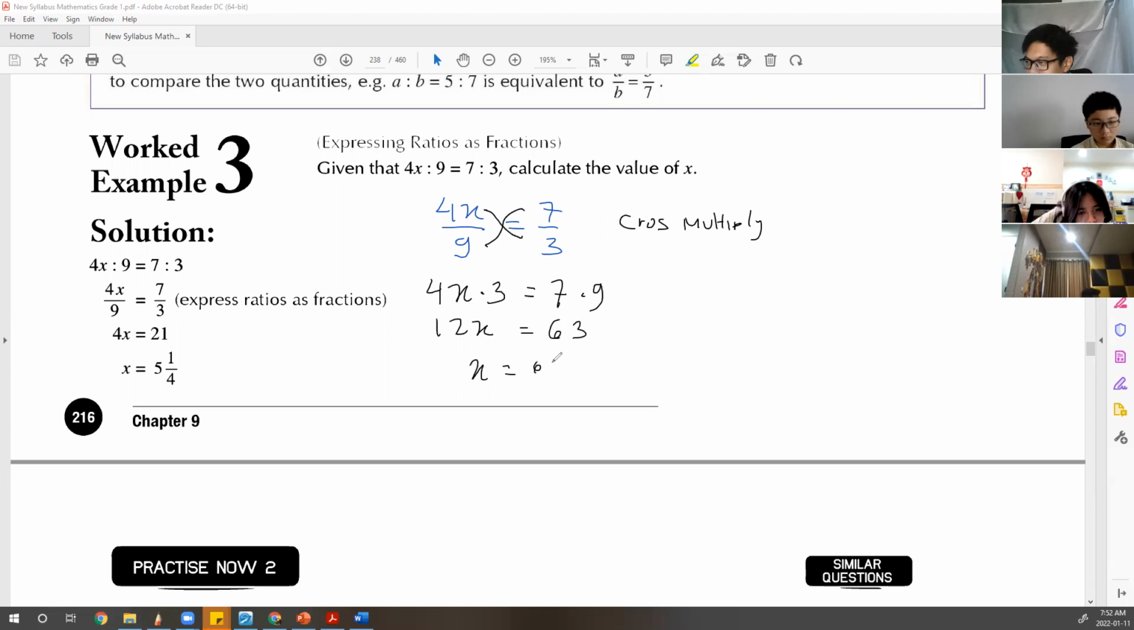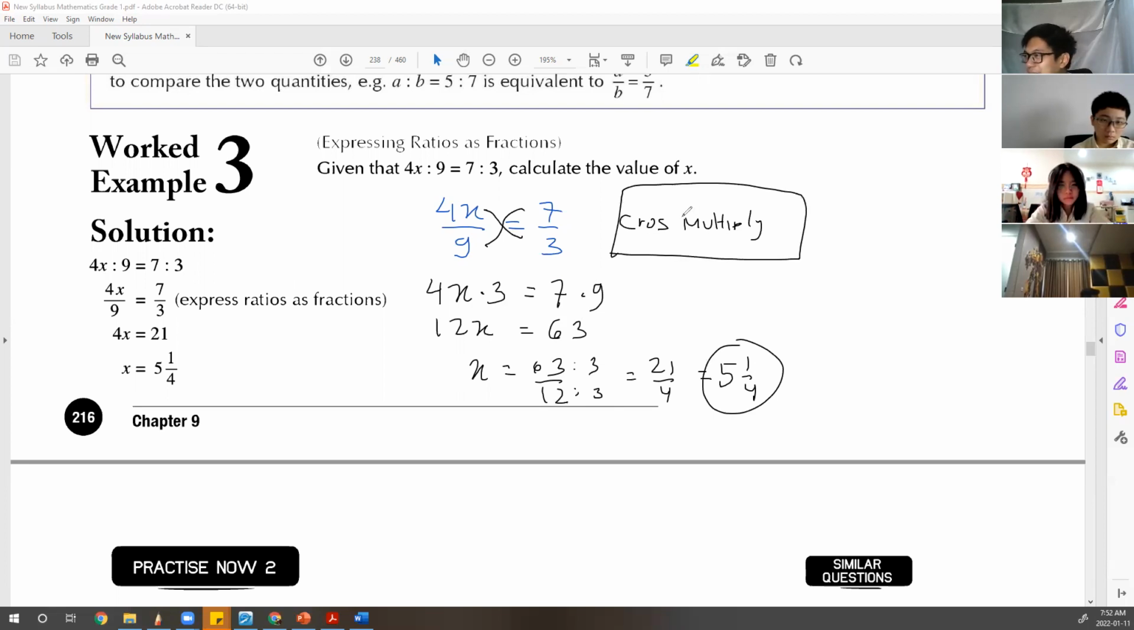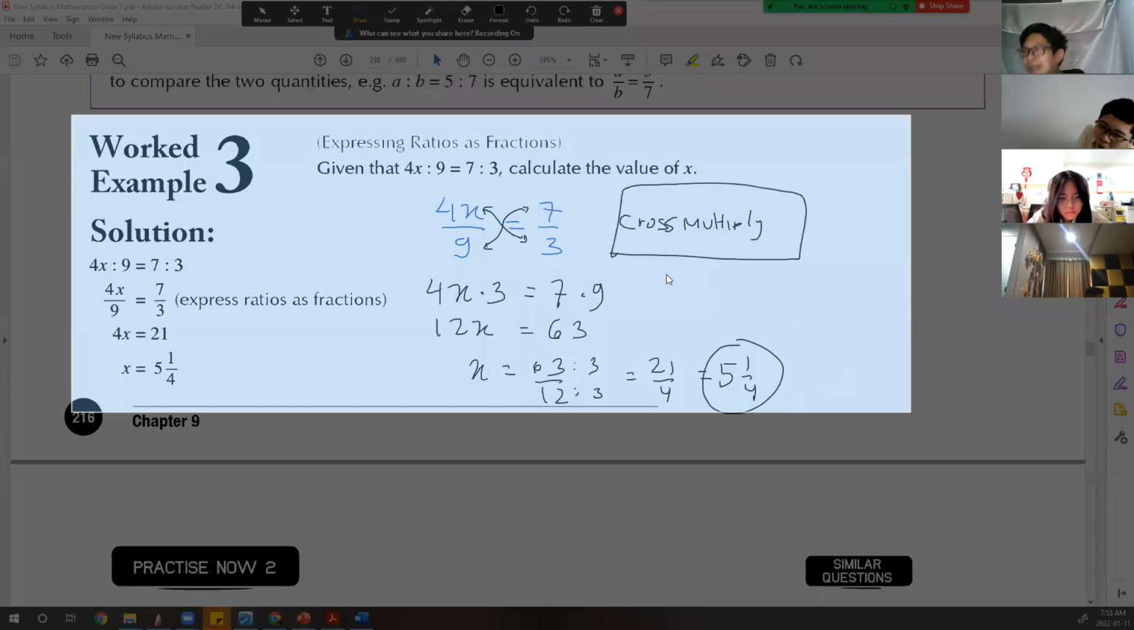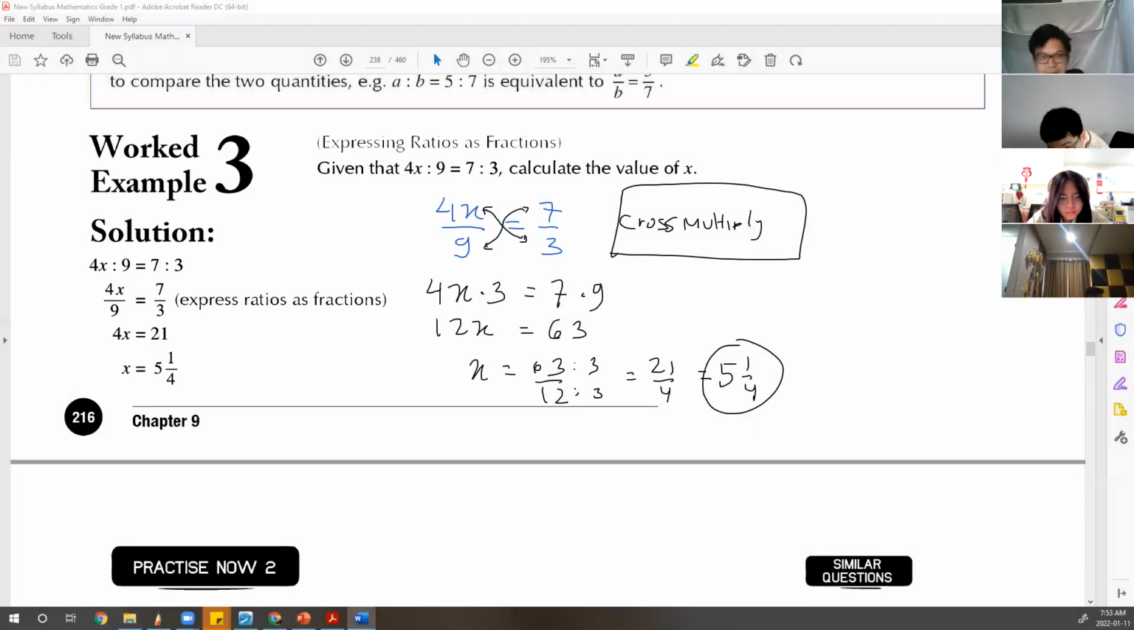Ya udah, x equals 63 by 12. Simplify lagi, by 3 by 3, biar enak. 21 by 4. Oh, okay, so the x can be obtained easily. 5 1 over 4. Longer way, but more understandable because of the cross multiplication. Okay? Ingat ya, kalau fraction ketemu fraction di cross multiply. Kenapa ini penting? Karena ini jadi essence of later what we learn about the word problems. Ini basicnya.